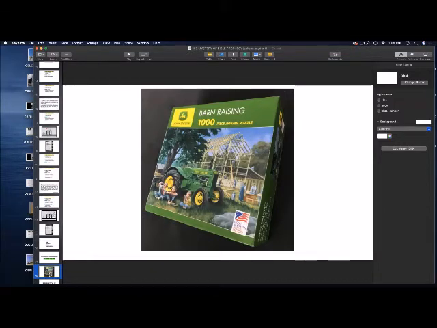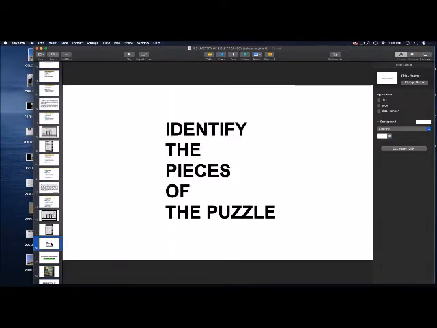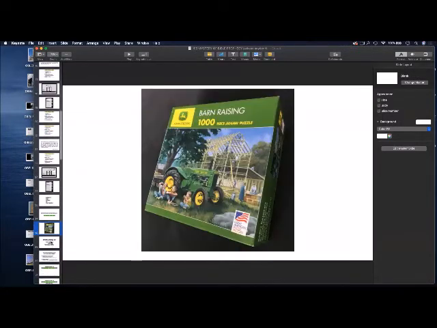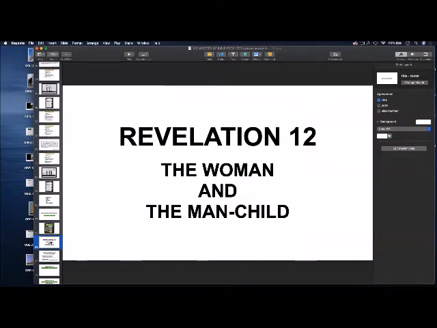I'm glad you interjected that. So the trick to this is, we have been provided with a chapter in the Bible that acts as the picture. And that chapter is Revelation 12, the parable of the woman and the man-child.